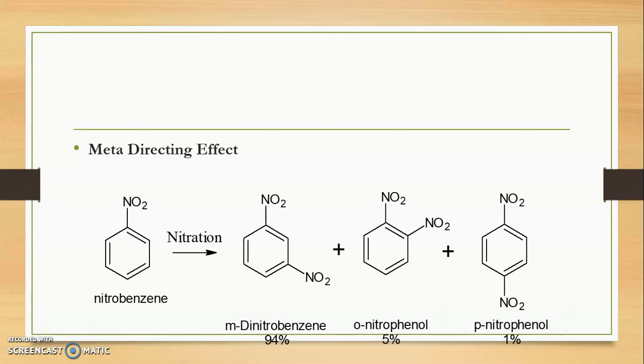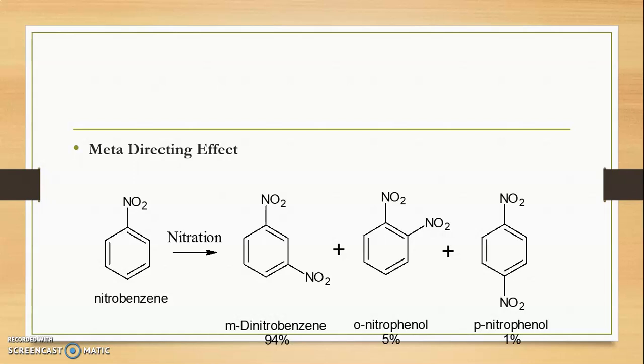The second directive effect that is observed in the monosubstituted benzene is the meta directing effect. Now here we will consider the example of nitrobenzene. Remember, in the previous case there was a hydroxyl group, and now there is the presence of a nitro group. Now suppose we perform the nitration of nitrobenzene. Nitration means the addition of a nitro group. So another nitro group is added to this nitrobenzene to get the disubstituted product.